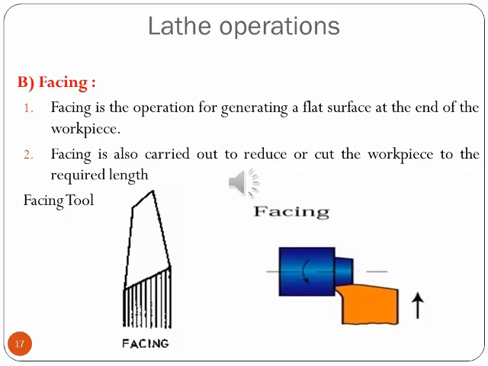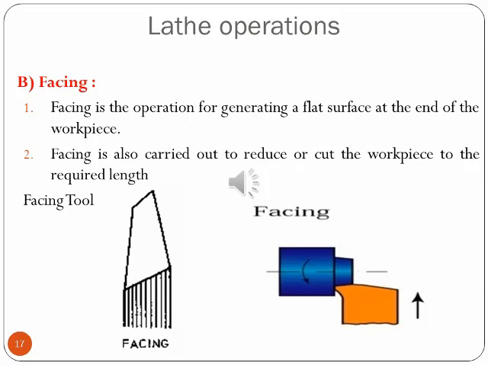Facing is used for generating a flat surface at the end of the workpiece, and it is also carried out to cut the workpiece to the desired length. Facing is a process of removing excess material at the end of the workpiece, and it produces a flat surface. You can see the facing operation in the figure given below.